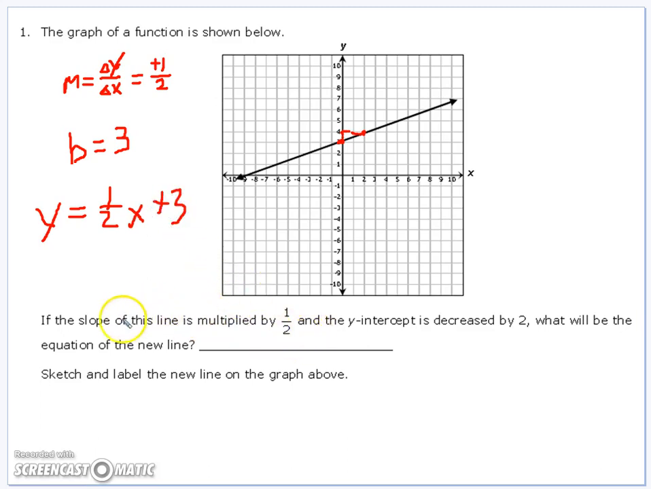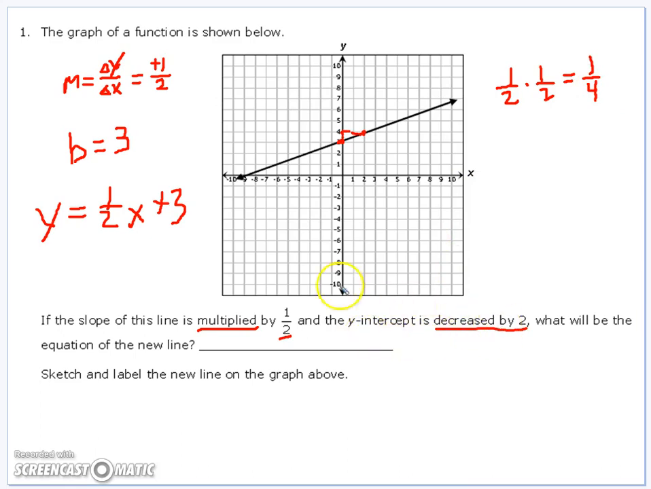Now, if we do what it talks about, it says the slope of the line is multiplied by 1/2. So we're going to multiply our 1/2 slope by 1/2, and our y-intercept is decreased by 2. So we're going to subtract 2 from our y-intercept to get our new equation. Off to the side here, I'm going to see what 1/2 times 1/2 makes. In other words, what is 1/2 of 1/2? Half of 1/2 would just be 1/4. Half of 0.50 is 0.25. You can think of it that way. So my new slope is going to equal 1/4.